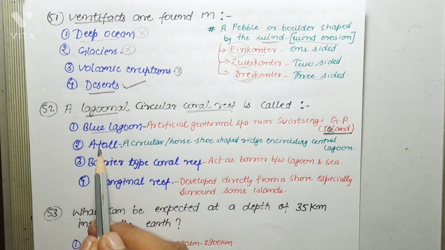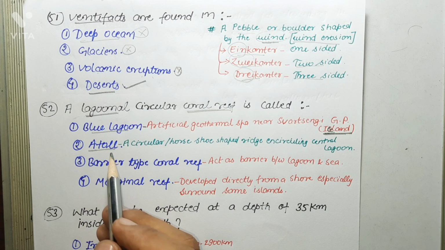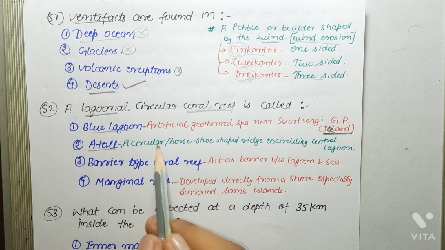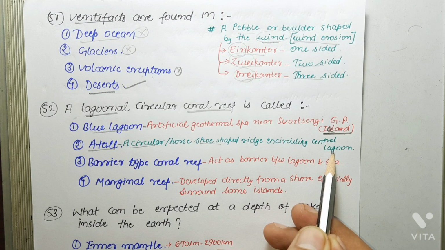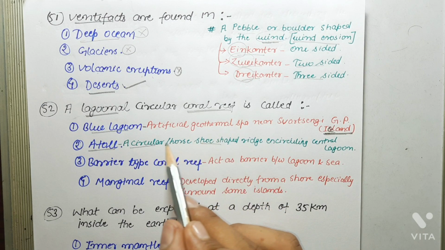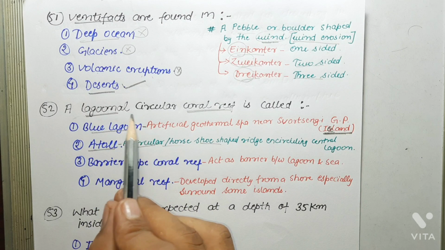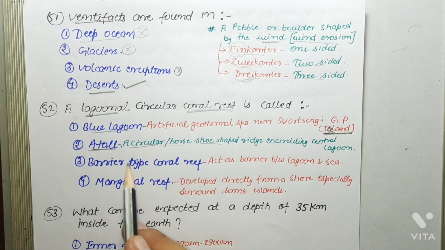Now the second one is atoll. I told you atoll is a type of coral reef, and it is the last stage of growth of coral reef, and this is a circular or shoe-shaped ridge encircling a central lagoon. So basically this defines the question. Okay, this is the definition, this is the term associated with this question. A lagoonal circular coral reef is also called an atoll. Now let's see the other options also.